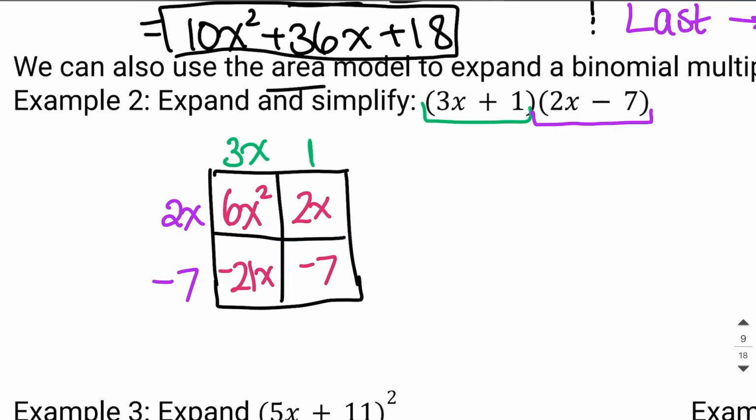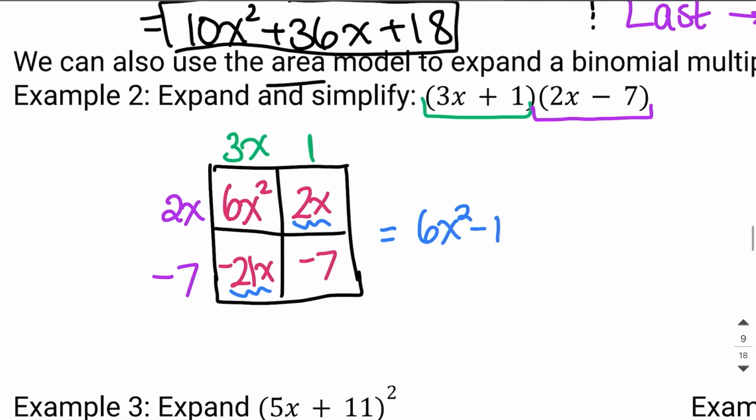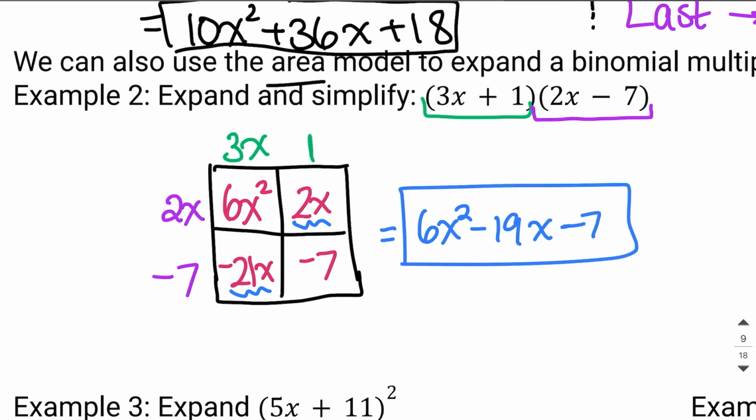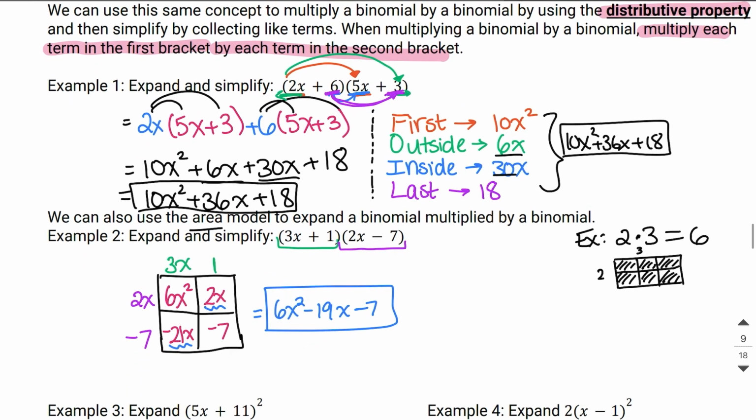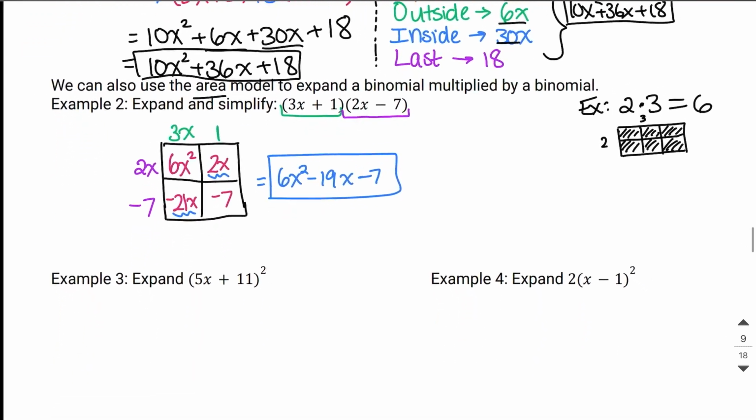And then at the end, we just make sure to collect any like terms that we might have, which are 2x and negative 21x. And then we just put this in descending order. So we get 6x squared. Collect these two together, you get minus 19x. Minus 7. So here's another option that you have. We're giving you multiple options so you can choose whatever makes the most sense to you.